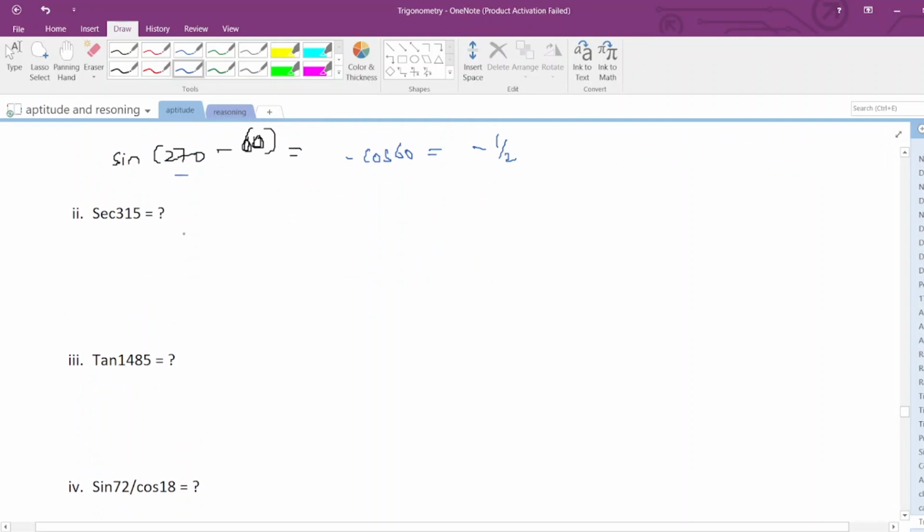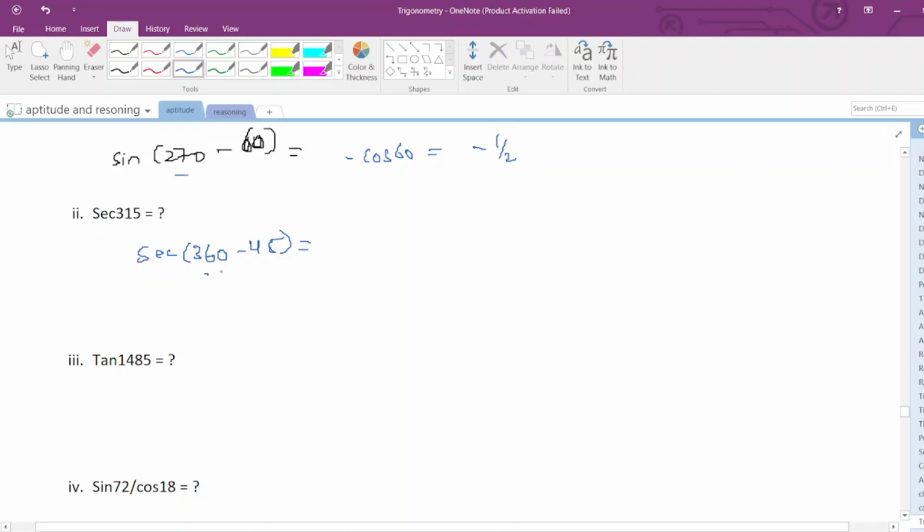Now I move to the next one, secant 315. So how can we write secant 315? Either 180 plus 35, right? We don't know the 35, so we can't write this. So what else can I write? Secant 360 minus 45 I can write, right? 360 minus 45, which is equal to 315.